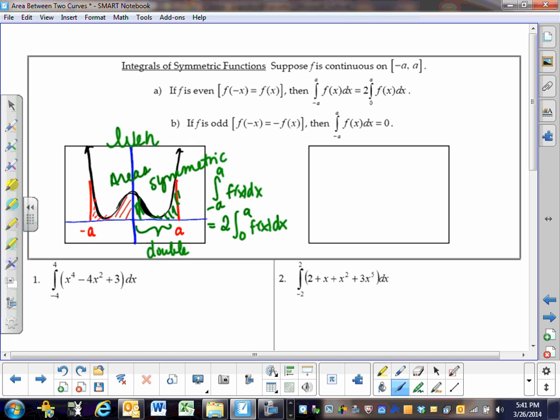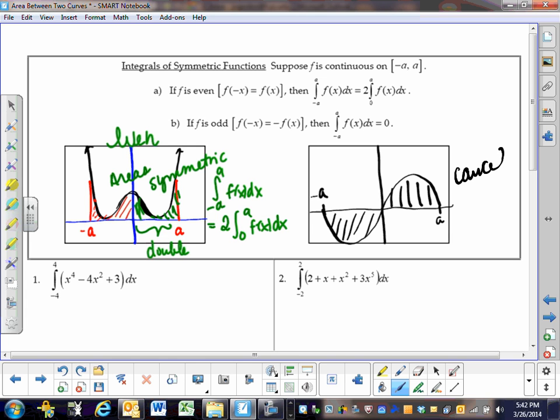Even more interesting are functions like sine of x and x cubed, functions that are balanced across the origin. If I go from negative a to positive a, these two areas are equivalent, but they're the opposite of each other. So the areas cancel. So if it's an odd function, it doesn't matter where I start. If I go the same distance across, the area is just 0.